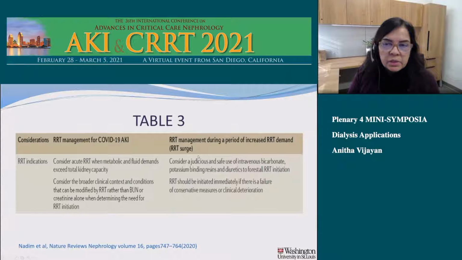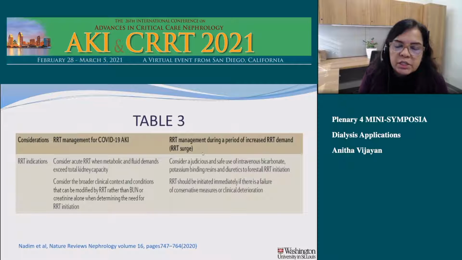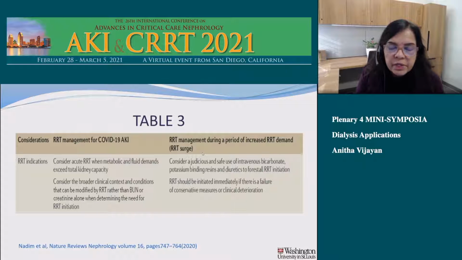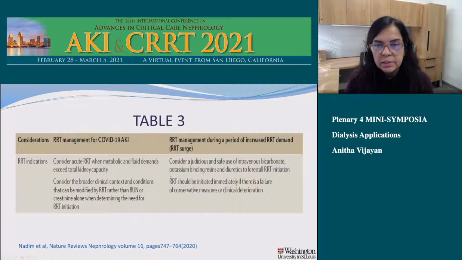So during the pandemic, we had a surge of patients coming into our hospitals, and surge was a major concern. So we also recommended that the non-dialytic options should be used first before initiating renal replacement therapy for various reasons. We had shortage of PPE, we had shortage of equipment, we had shortage of dialysis fluids, and so any non-dialytic options should be considered before starting renal replacement therapy. And of course, the RRT should be initiated immediately if there's a failure of conservative measures or clinical deterioration.